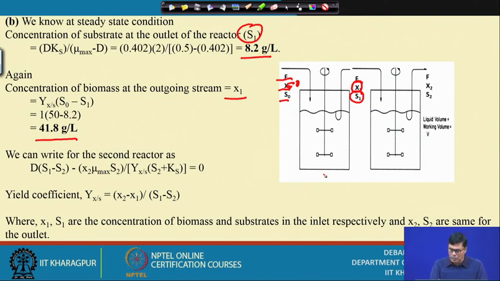Then, for the first reactor we do not have any problem. For the second reactor, we shall have to find out the value of X, and we are interested in finding the value of S 2, because if it is more than 1 gram per liter, we shall have to analyze again for the third reactor. So, let us see what the substrate concentration in the second reactor should be. For doing so, we can write the substrate balance, and this equation will come. Let me show you how this equation has come.